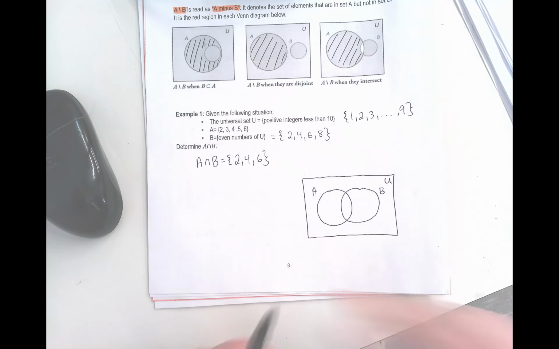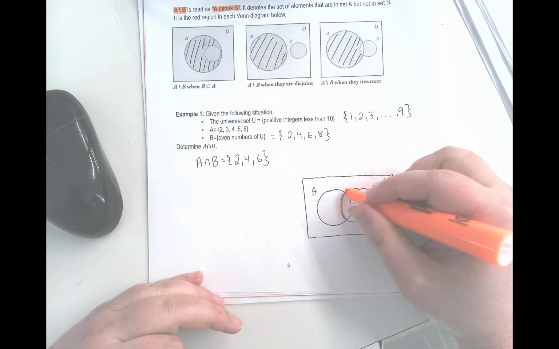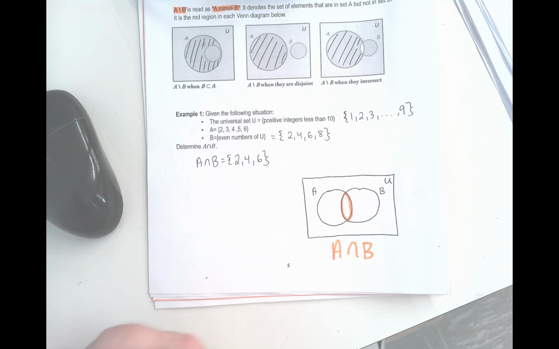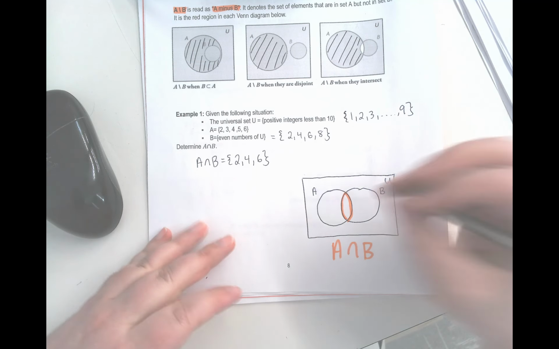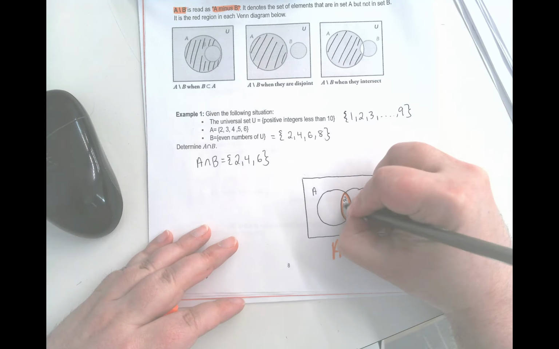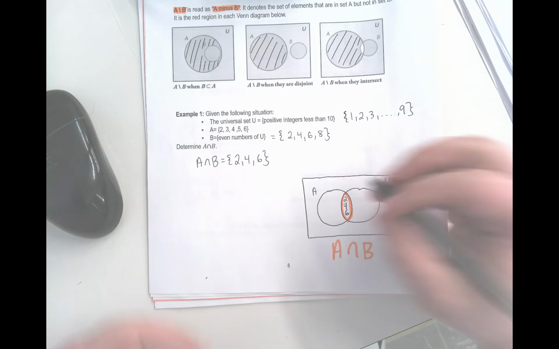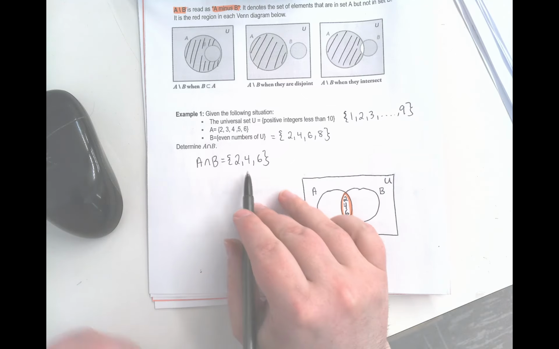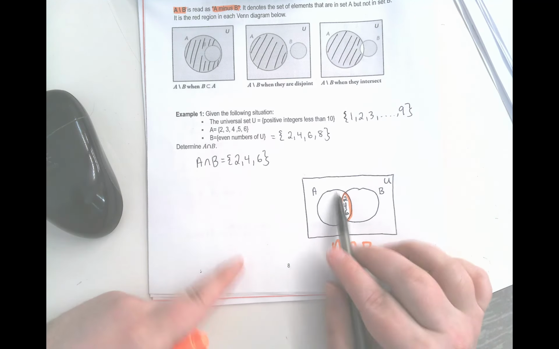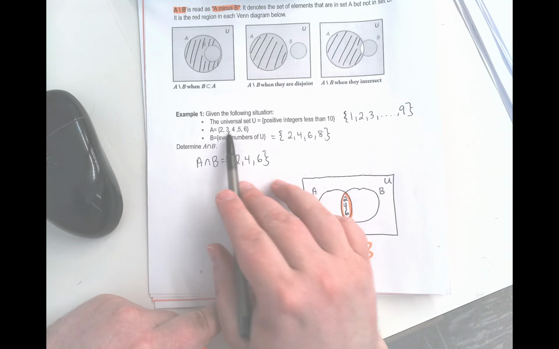First of all, I'm just going to highlight wherever they overlap. So this section right here, that is my A and B. That is my intersection. So the answer that we already found for the overlap is going to go here in the middle. And apparently my pen is dying. There we go. Okay, so because 2, 4, and 6 are the numbers that A and B have in common, those are going to go in the middle. Then on the A side, we're going to put the numbers that are not in the intersection, so 3 and 5.